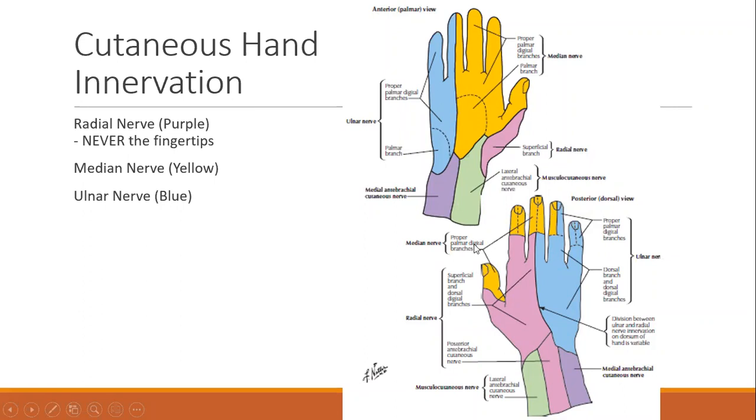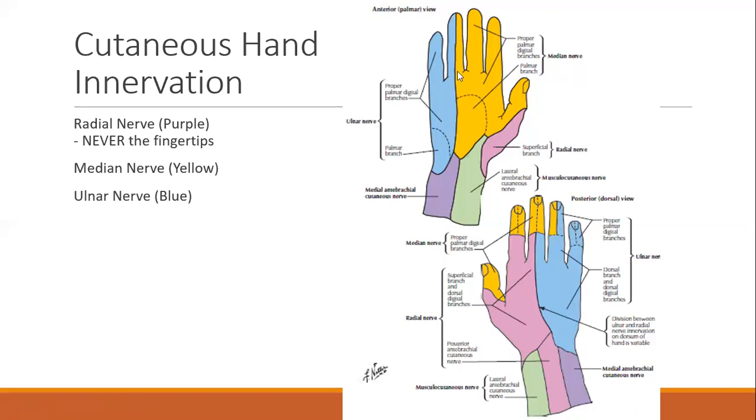Notice how median is going to be the tip of the thumb, the first and second, index finger and middle finger, and then half of the ring finger. Versus ulnar is going to be the other half of the ring finger and then the little finger.